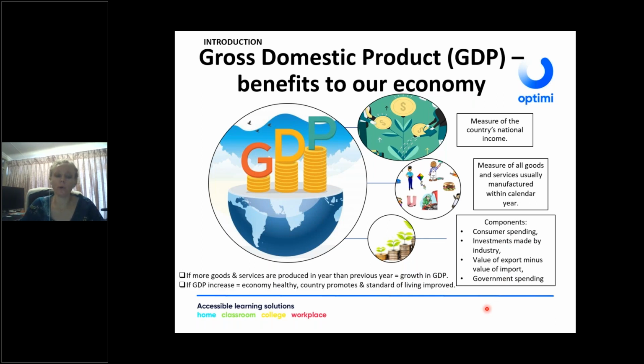Okay, if more goods and services are produced in the year than a previous year, then we say that there was a growth in the GDP.